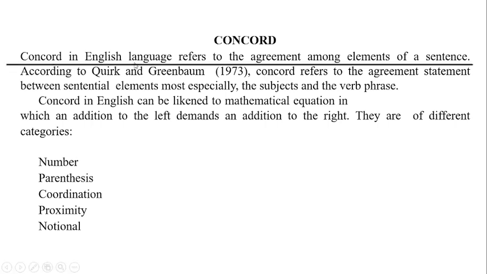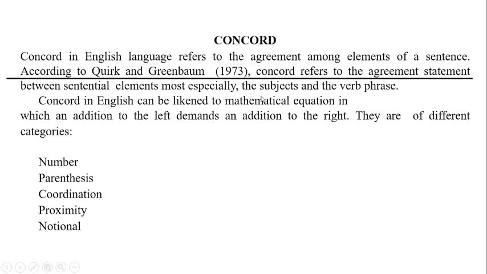Concord in English language refers to the agreement among elements of a sentence. Concord simply means that the elements of a sentence must agree, they must work in agreement, agreement in different forms that we are going to be seeing shortly.